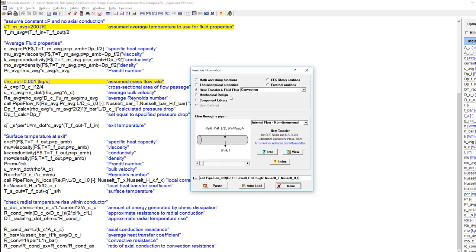And then here, I have to be careful, right? I have to actually go back and call the correlations again, right? So I go to options, function information, convection. But now instead of using the average quantities, which is this top one, I'll use the local quantities, which is this bottom one, right? So that's what I did here. This is getting the local heat transfer coefficient, and this is the temperature of the conductor.